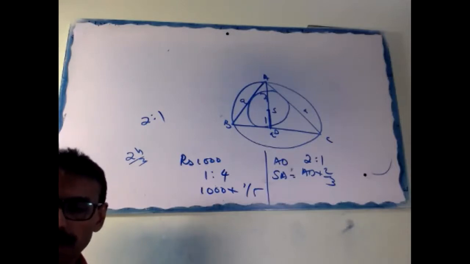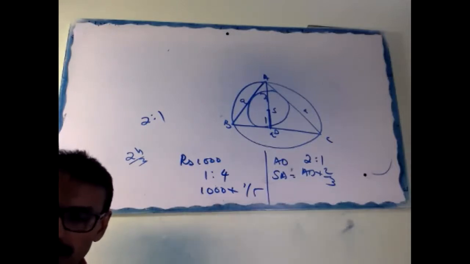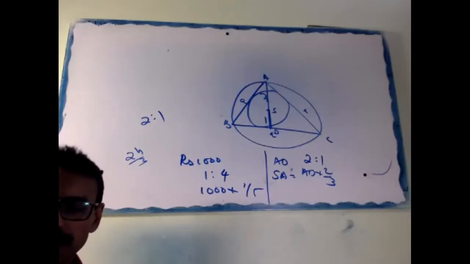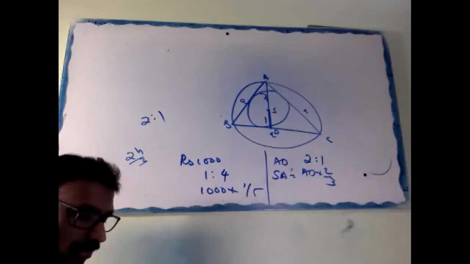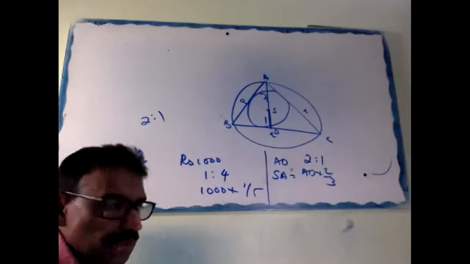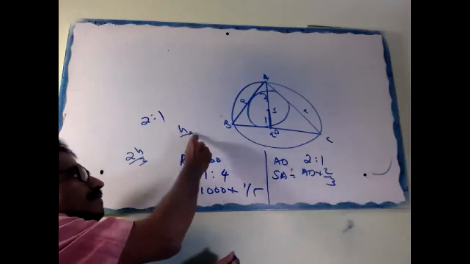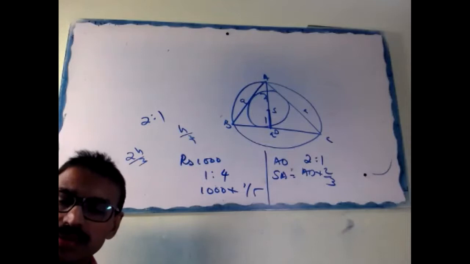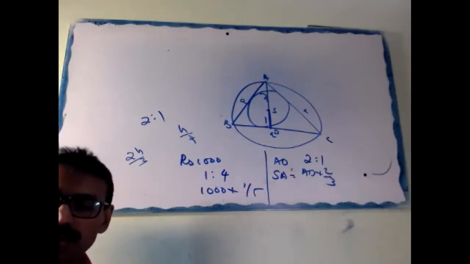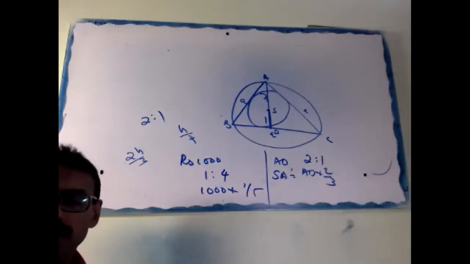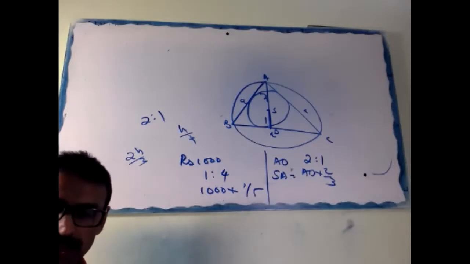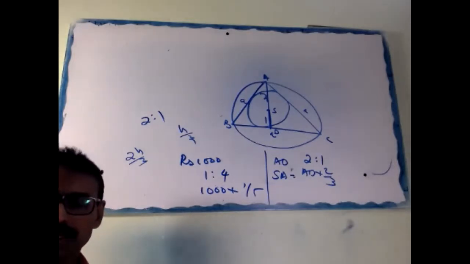I'm not telling my own formulas. We derived it also, correct or no? We derived it because h is the same. H divides in the ratio 2:1, but SA is the circumradius. So that is 2h by 3. Then inradius is h by 3. Learn that by heart. Circumradius is 2h by 3. Inradius is h by 3.